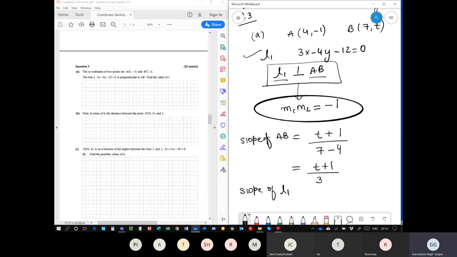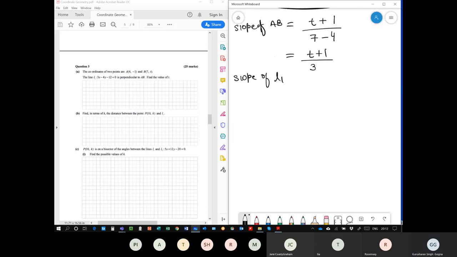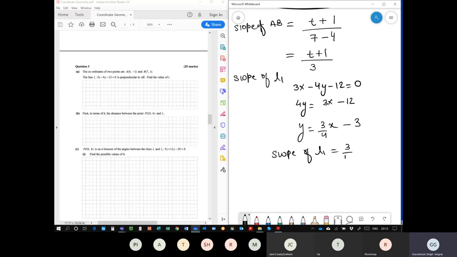Slope of line L1. Now I don't have the points. So what's the second way of finding the slope? The second way of finding the slope is using y is equal to mx plus c, because I know the equation. So I just change this into y is equal to mx plus c form, which means I should move 4y to the other side. So 4y equals 3x minus 12. And then you need to divide everything by 4. So I got the slope.